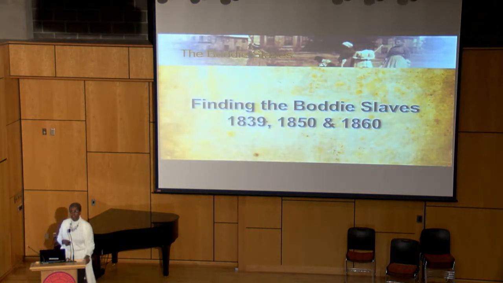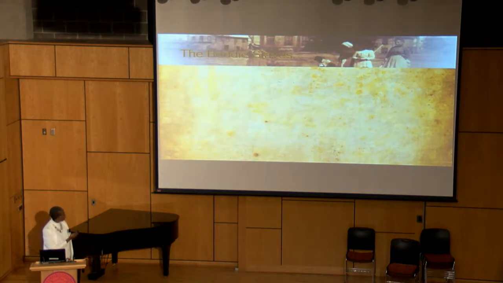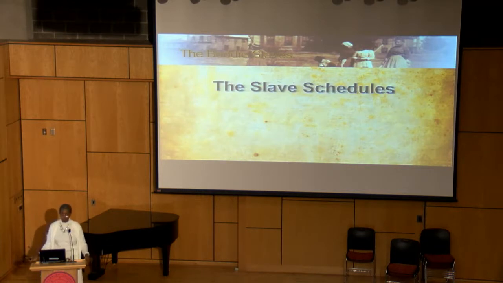Now, finding the slaves. So, we have information about the slaves in 1839, the enslaved, okay. I know I'm saying slaves, but the enslaved. Don't send me emails. And 1850, okay, and 1860. And then we'll go back and talk about 1839. So, slave schedules. Okay, before I started doing this research, I had no idea what a slave schedule was. And so a slave schedule is basically like a census for the slaves.